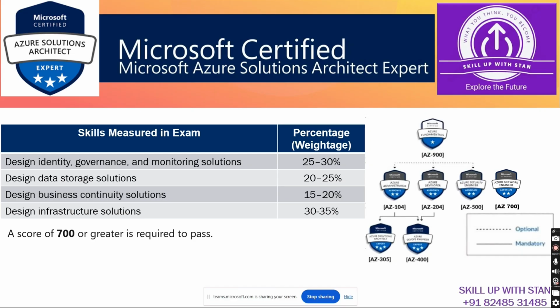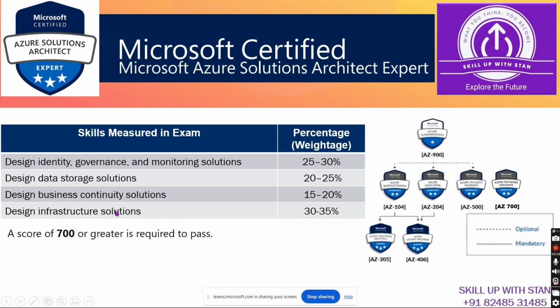But for this particular Microsoft Azure Solutions Architect expert level certification, there are four different design areas where the skills will be measured, right? For every Microsoft exam, 700 is the passing score out of the maximum 1000 that you can score. And the very first area is around the identity, governance, and monitoring and logging solution, where you will get around 25 to 30% of the questions.